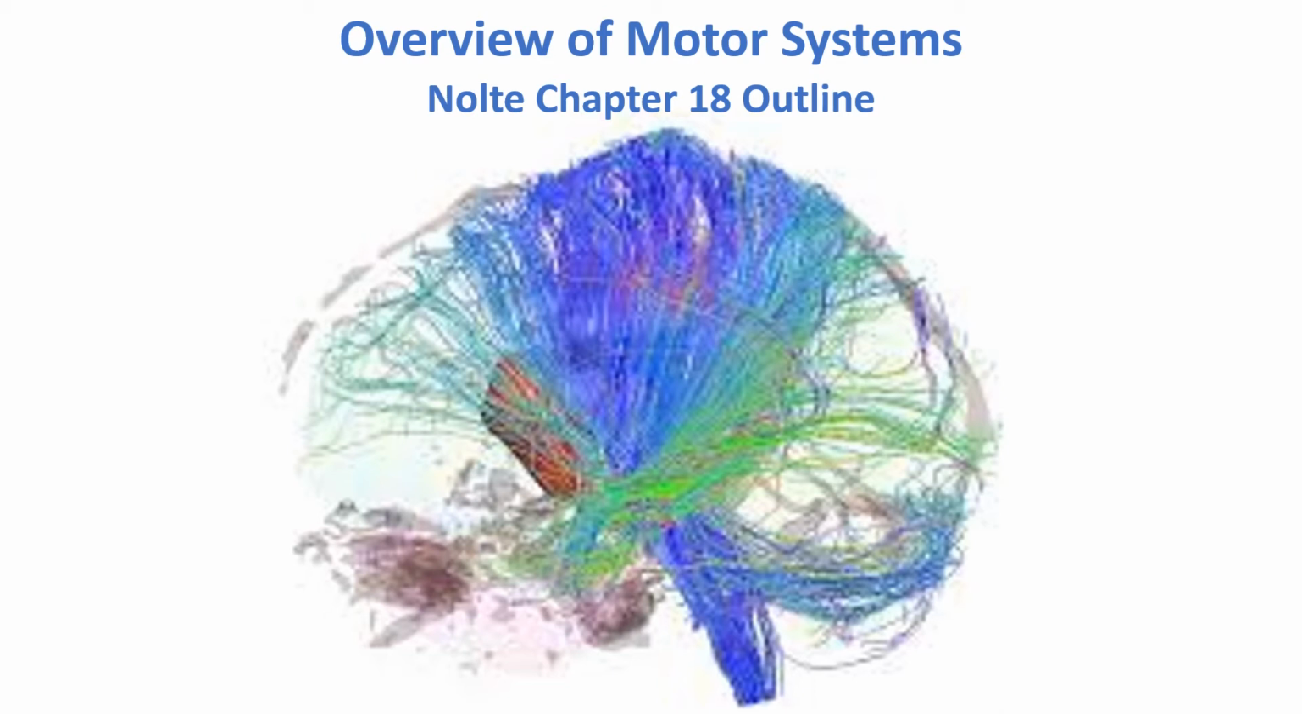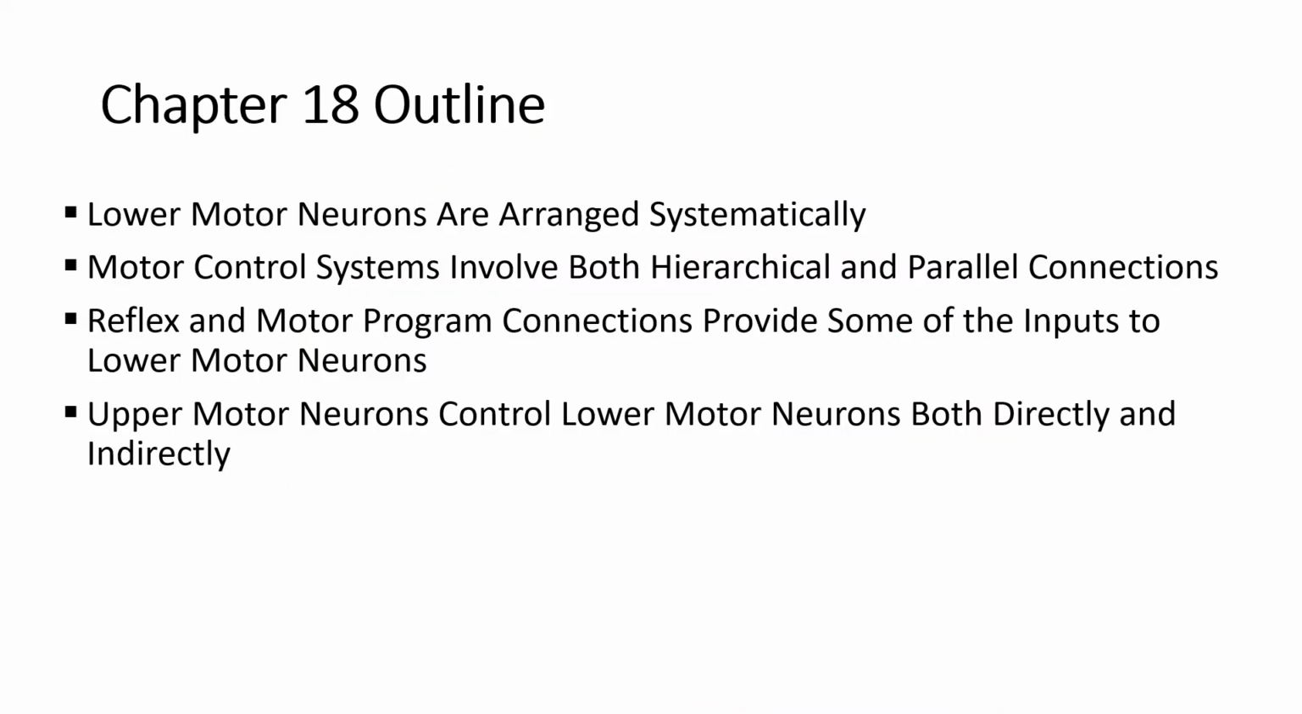Chapter 18, Overview of Motor Systems. This also has the tracts review at the end as well. So 18 and tracts. Let's look here. Lower motor neurons are arranged systematically. Motor control systems involve both hierarchical and parallel connections. So going up, going down, and side to side here.